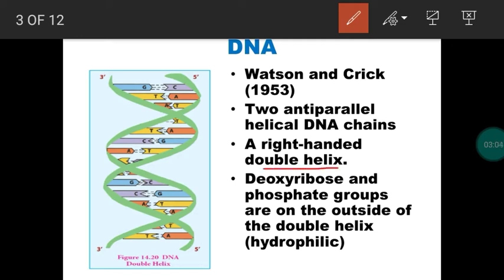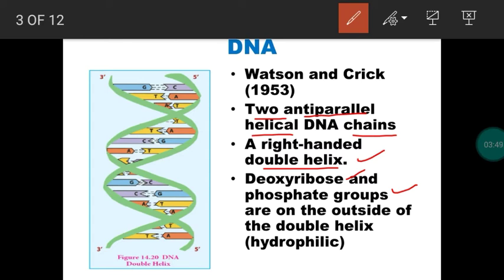In DNA, there are two chains, and the two chains are in helix form. So we have two anti-parallel helical chains in the right-handed position. DNA has a right-handed double helix structure. Three components are present in nucleic acids: nitrogenous base, pentose sugar, and phosphate group. Considering the pentose sugar, in DNA what is it? Deoxyribose. In RNA, ribose.